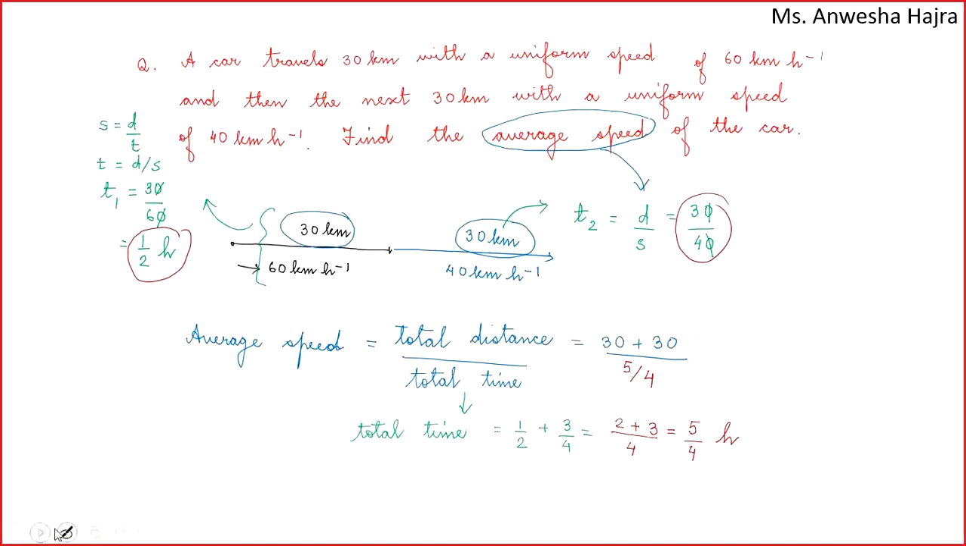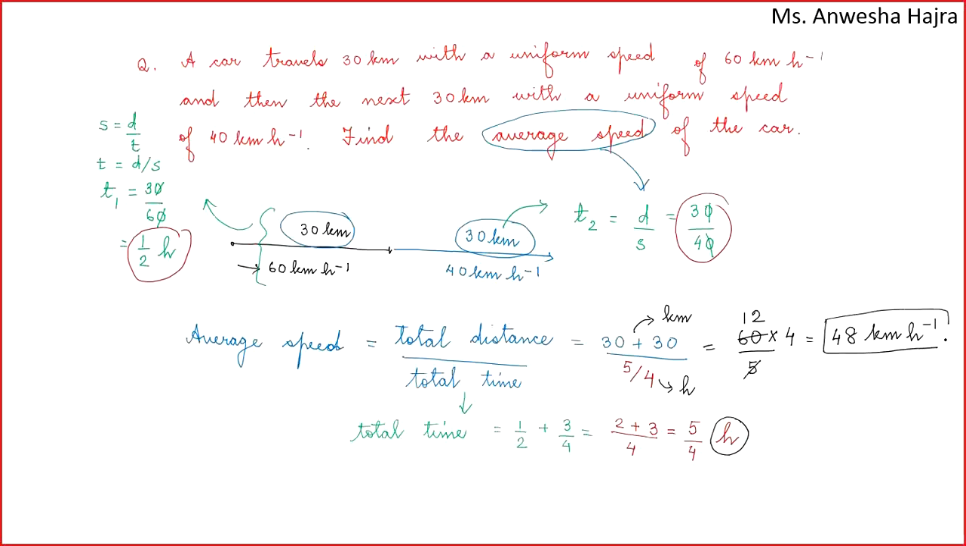So this becomes 60 divided by 5 by 4. So 4 12s are 48. See, the unit is kilometer and this is 5 by 4 hour. The unit was hour. So it will be 48 kilometer per hour.